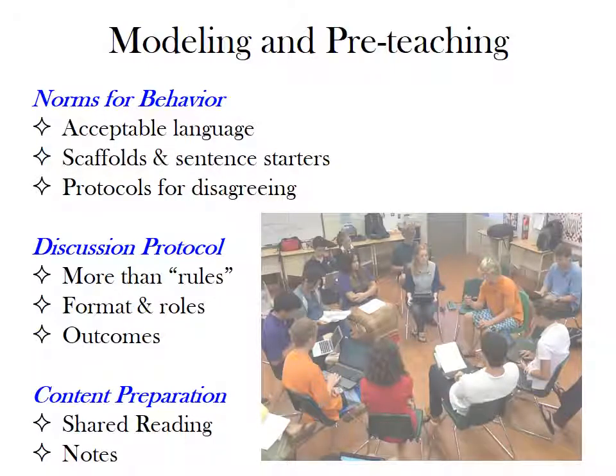Let me explain. The first item is norms for behavior. Students absolutely must feel safe in a collaborative setting to share ideas and question freely. Safety is only established through a culture that follows explicit norms and teaches acceptable language, academic scaffolds, sentence starters, and protocols for disagreeing. Teachers who skip this piece will struggle so much more in trying to run effective discussions.